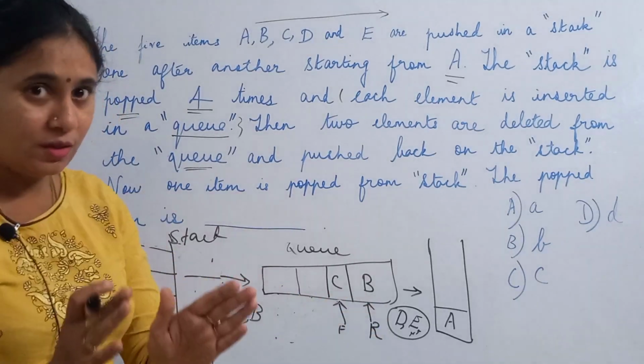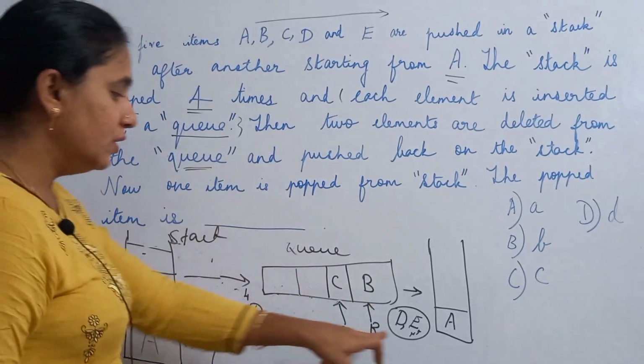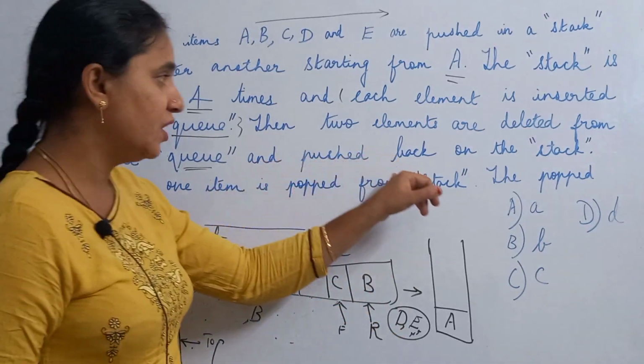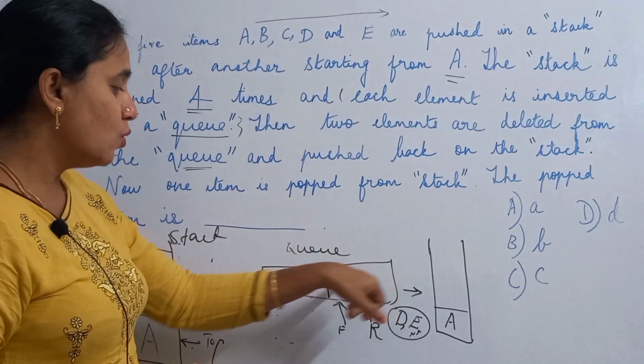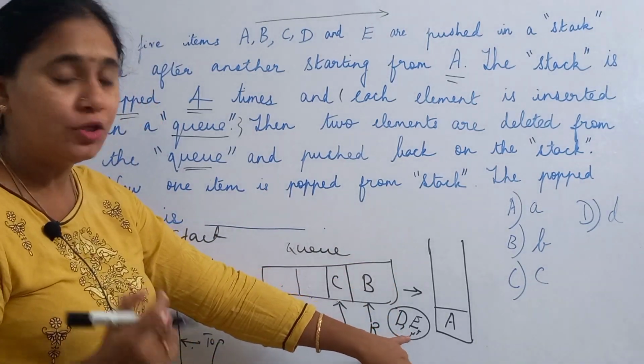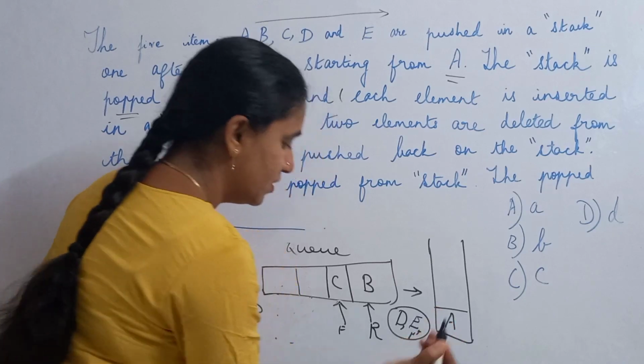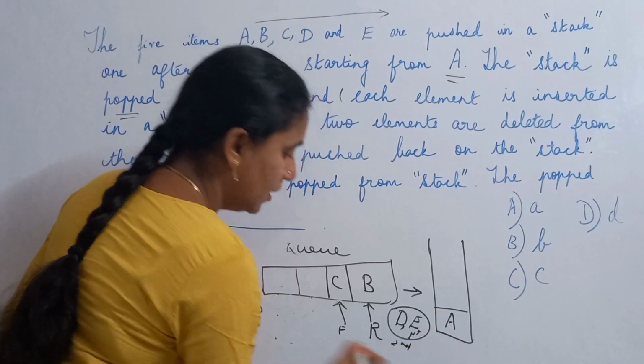Friends, are you all clear up to this? Right. So now D and E are being deleted from the queue and we are going to push them back into the stack. So what was the first element removed from the queue? E was the first element, isn't it? So E is the first element and D is the second element.